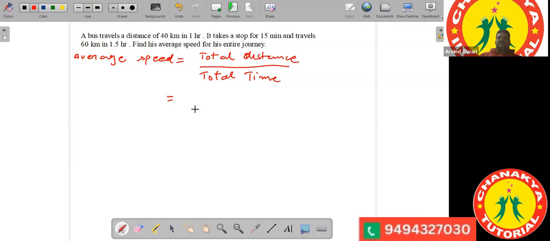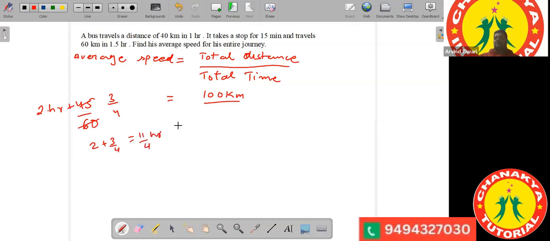So its total distance is 100 kilometers. And the total time will be equal to 2 hours 45 minutes. So 2 hours plus 45 minutes, where 45 minutes is equal to 45 by 60. If you convert, it will be 3 by 4. So 2 plus 3 by 4 gives you 11 by 4 hours. That is the answer. So it is 11 divided by 4.